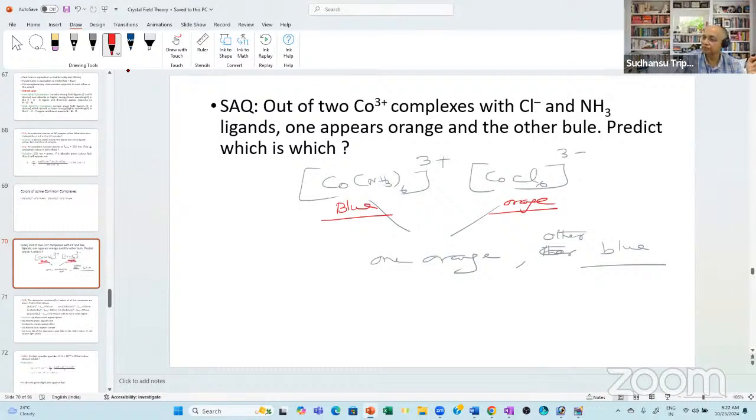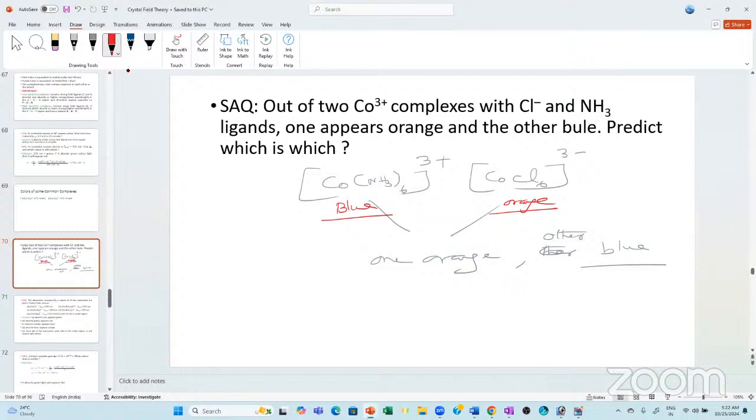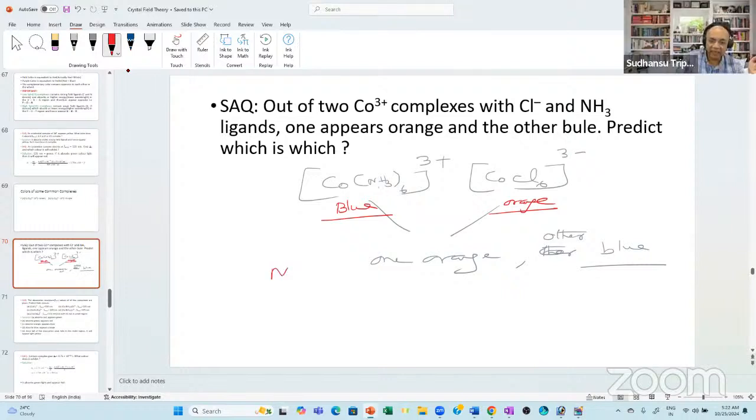Krishna, you agree? Yes, sir. Well, amine is a strong field ligand compared to chlorido. So supposing this is complex 1 and this is complex 2, delta O for complex 1 is greater than delta O for complex 2.